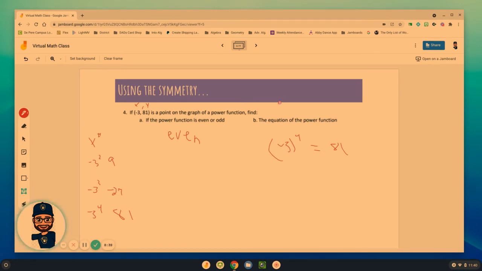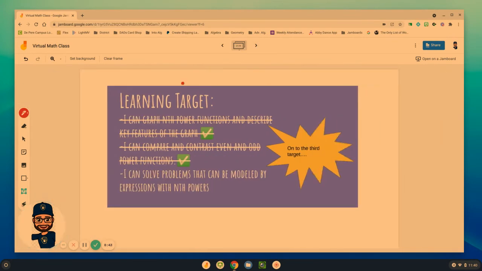But really, the point in all of this is to help us with what's coming next, okay? I think we know how to graph these nth powers. We can use tables of values. We can also use Desmos. And I think we can compare and contrast them. But now it's more about this solving. This is where we're getting into in Chapter 7.